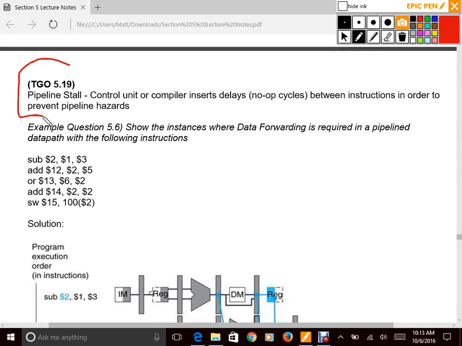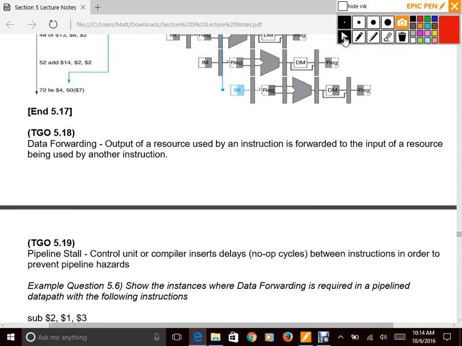Pipeline stall, that's the definition. So control unit or compiler inserts delay. So Patrick, as if on cue, right? Or what are known as no-op cycles, no operation, between instructions in order to prevent pipeline hazards. So yes? I think you skipped the TGO. Did I? 18, data forwarding.